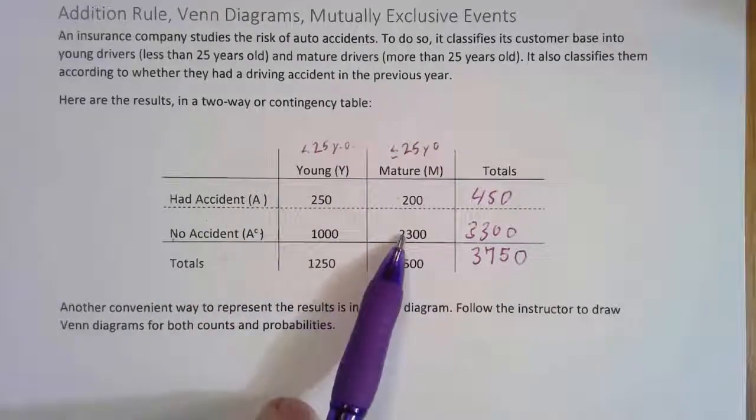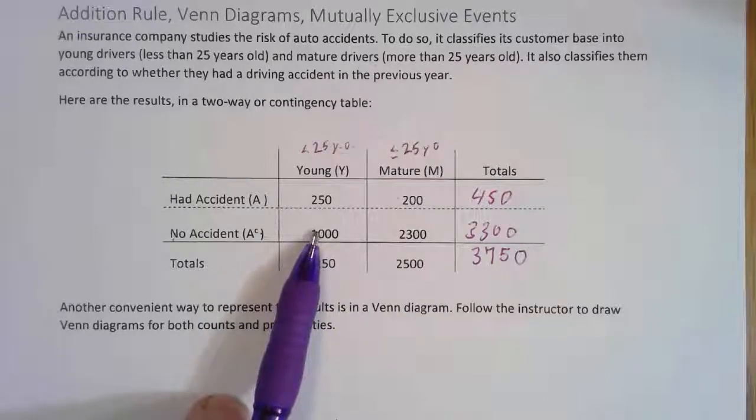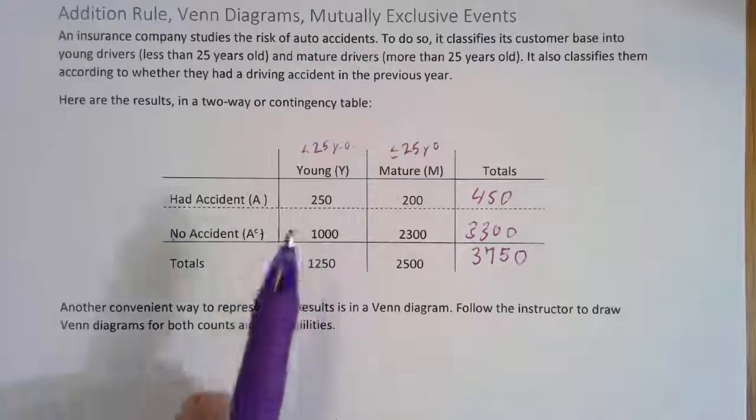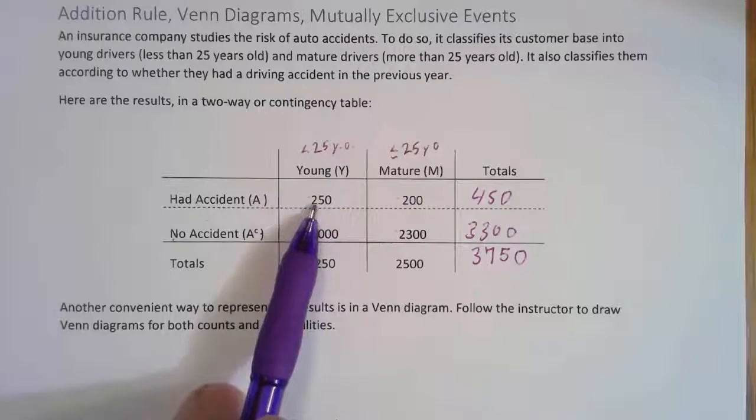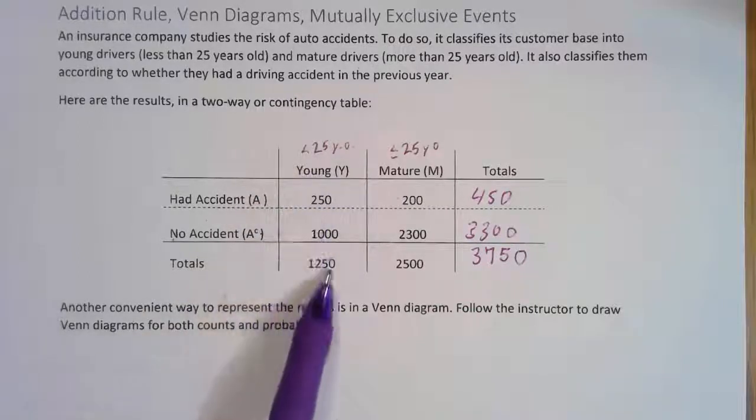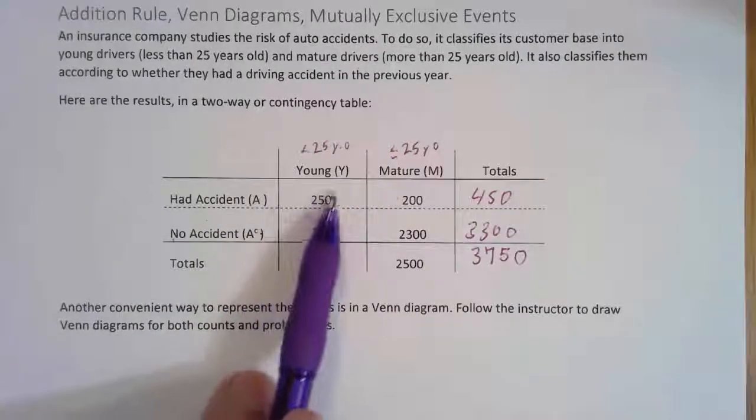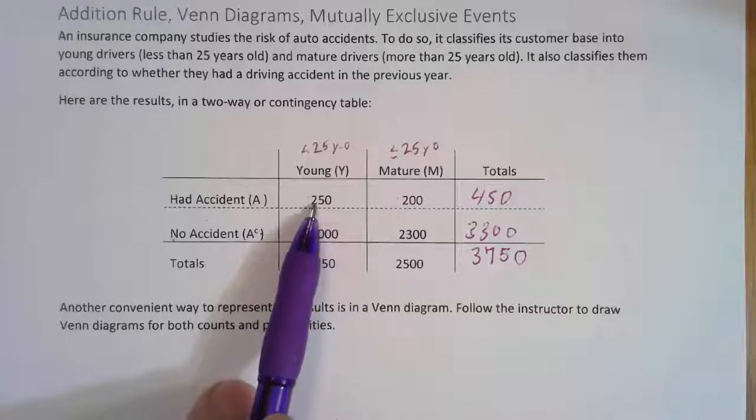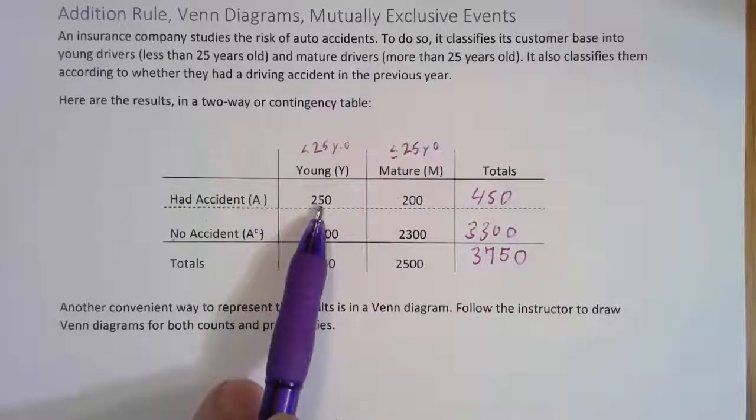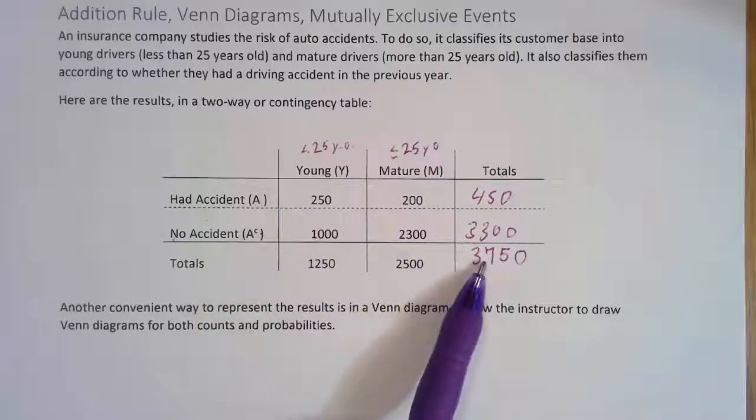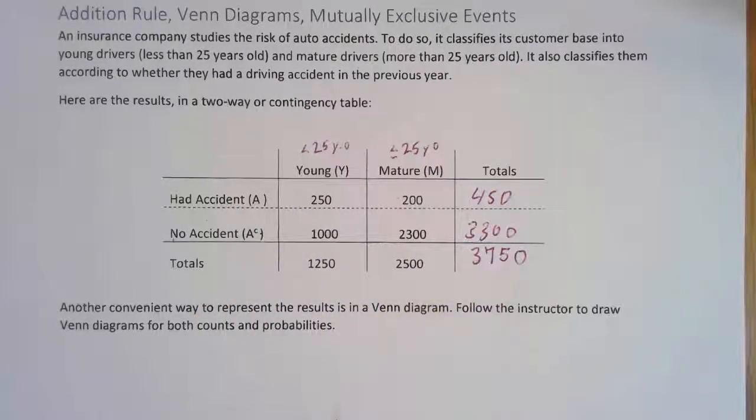These four cells in the middle allow us to get counts and probabilities of the intersection of two events. By that I mean, this one, for instance, is the event that a customer is young together with the event that the customer had an accident. 250 both had an accident and were young drivers. The probability of choosing such a customer is 250 divided by 3,750.